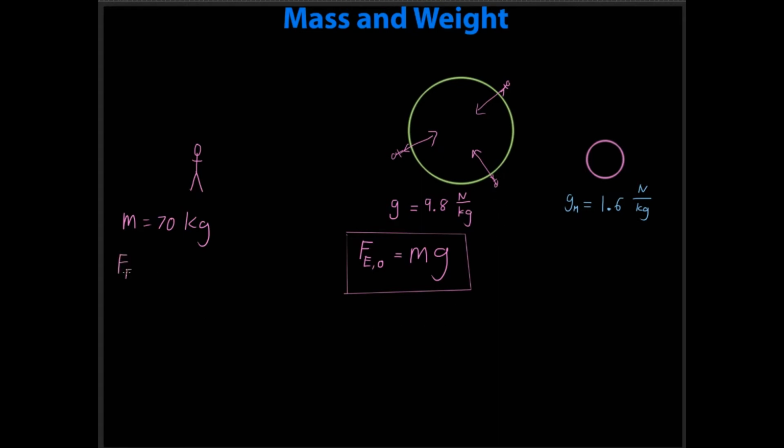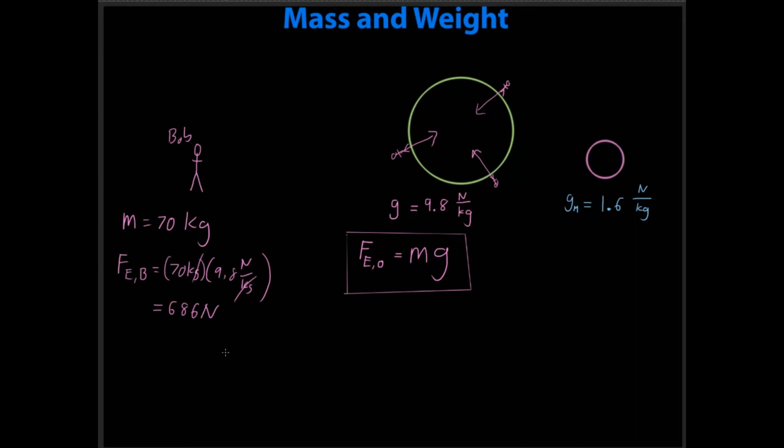So force Earth on, say this is Bob, force Earth on Bob would be his mass, 70 kilograms, times g, which is 9.8 newtons per kilogram. My kilograms cancel, and I get a weight of 686 newtons. So that would be Bob's weight on Earth in newtons.